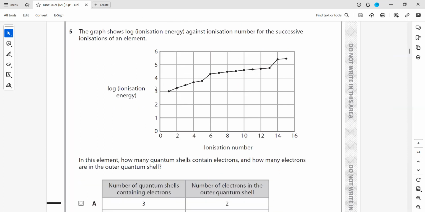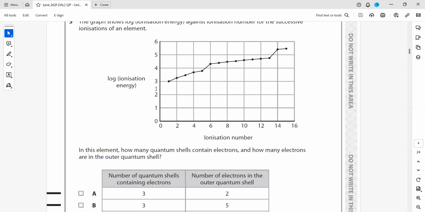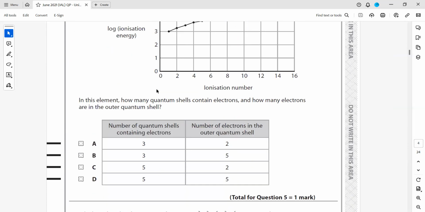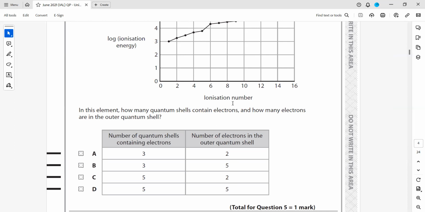The graph shows the log of ionization energy against the number of successive ionizations of the element. In this element, how many quantum shells are there? And how many electrons are there in the outer shell?